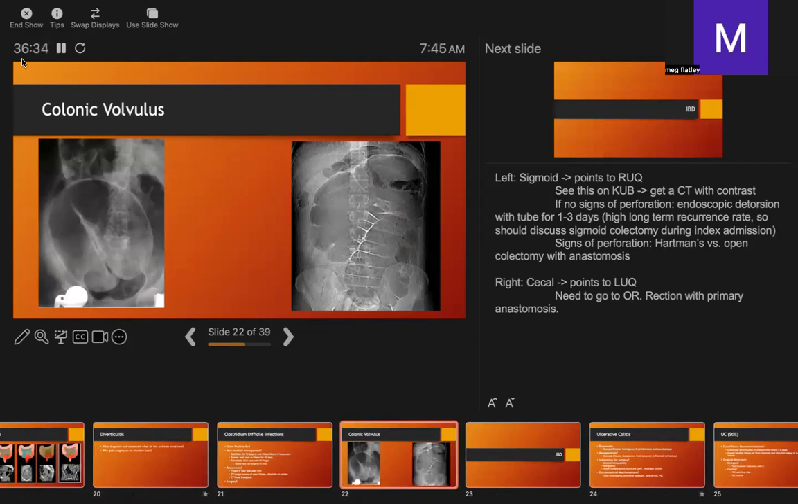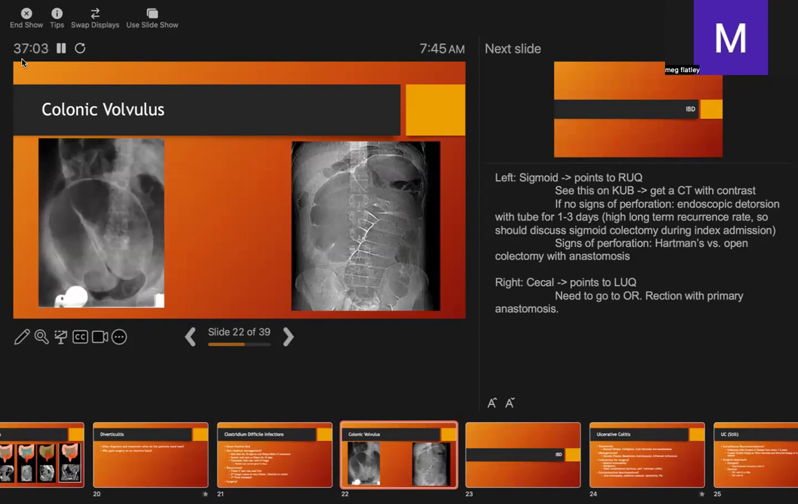What's that? Cecal, okay? Similarly, it points to the left upper quadrant, okay? So right upper quadrant, left upper quadrant, whatever you want to call them, coffee bean, bent inner tube sign, all of these. This kind of looks like a coffee bean to me too, but they call this one the bent inner tube sign, and that the coffee bean. I just do left versus right upper quadrant. That's how that helps me.